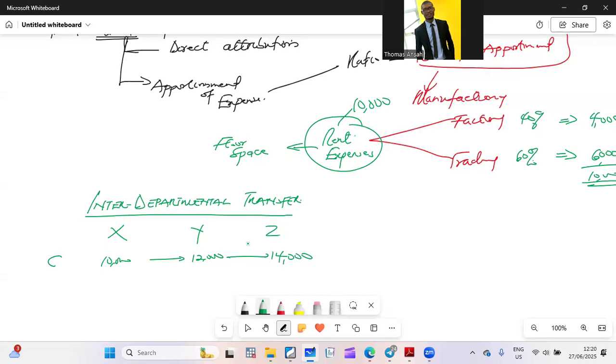When Department X transfers something, it's like it is selling the thing to Department Y. When Department Y takes the thing from Department X, it means it is buying from Department X. So in the same company, to one it is sales, to another it is purchases. To one it is an income, to the other it is an expense. So when you combine the company, it may even net off.